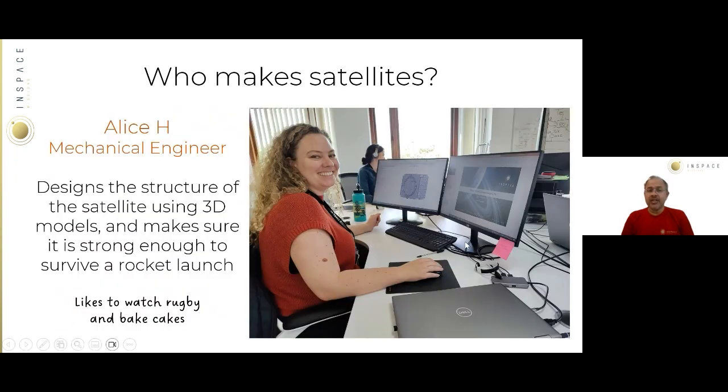This is Alice H. She's a mechanical engineer and she designs the body of the spacecraft that holds everything together. Now, one of the important things about this is that a satellite gets shaken a lot while being launched, and the structure has to be small enough to fit inside a rocket, but large enough and strong enough to withstand all the shaking and not break and not affect all the things in the satellite. And so one of our main jobs is to make sure that the structure is strong enough to survive this.